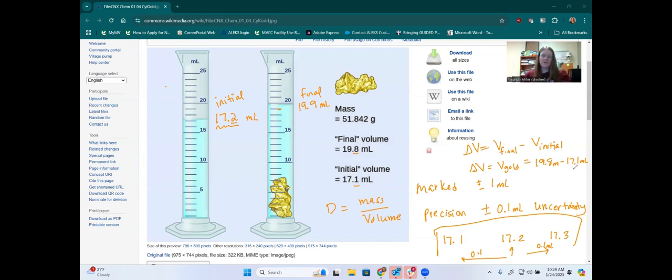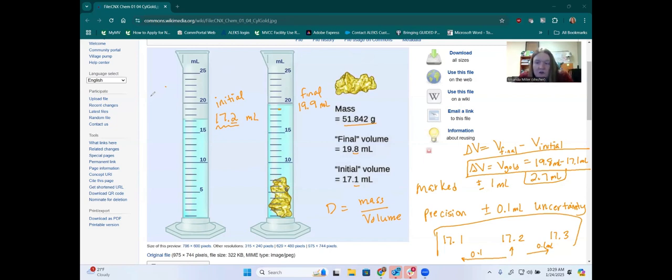We weigh the object in order to figure out the mass of it. Oh, and by the way, 2.7 milliliters. Oh, that's supposed to be milliliters right there. Is the answer to the volume change. So in other words, the volume went up by 2.7 milliliters by adding that piece of gold in there. So if I wanted to calculate the density, I would take 51.842 grams divided by 2.7 milliliters here. Okay. That's how you're going to do your calculation from week 1 in your lab procedure.